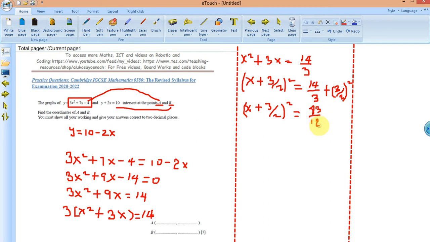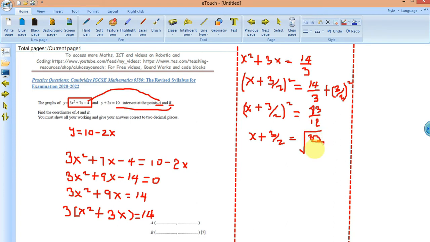Now I want to solve for x, guys. Don't forget, I need to solve for x. So I'll just take the square root of both sides, both the left hand side and the right hand side. Then the left hand side will be x plus 3 over 2, and that will be the square root of this one here, which is 83 over 12, right?